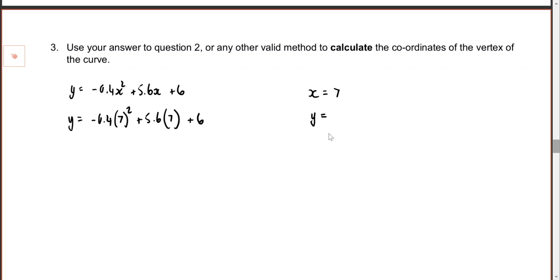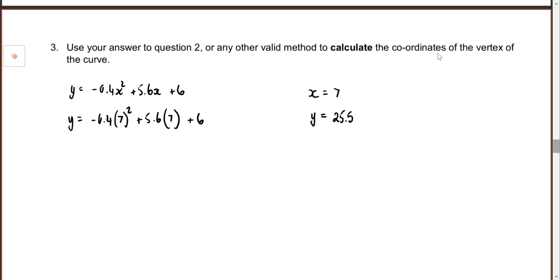Can someone do it for me? Can you work it out? It's like 25 point something, I think. Okay. All right.